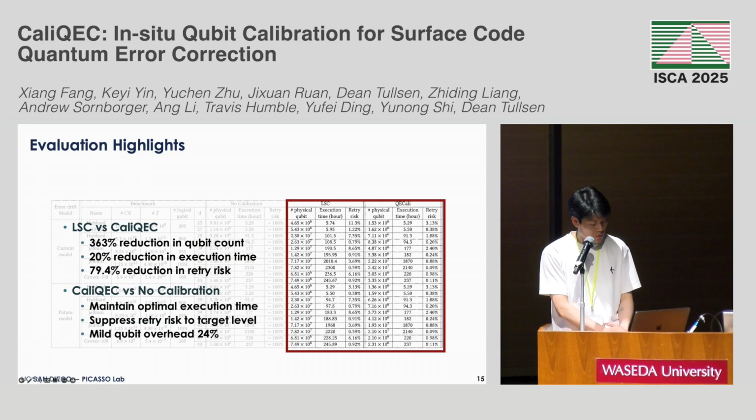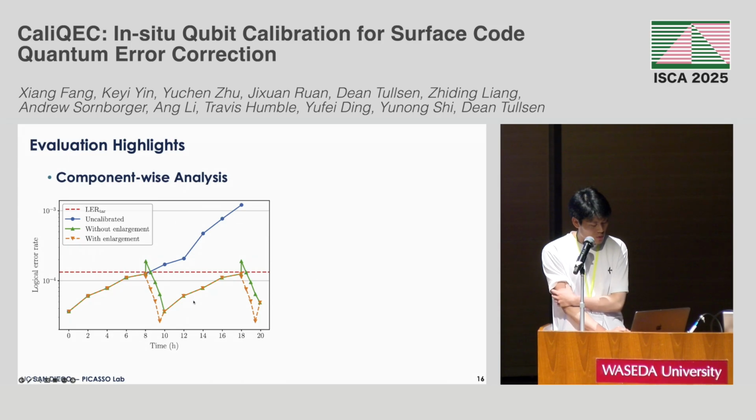And comparing to the no calibration case, we maintain the optimal execution time because we don't introduce extra logical operations, and we can also suppress the retry risk to the target level, like around 1% and 0.1%. But this only introduces a mild qubit overhead of around 24%, because it only involves enlarging the patch by a little bit to restore the code distance.